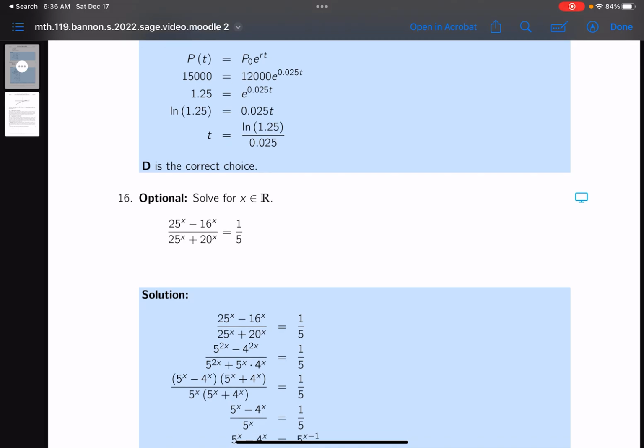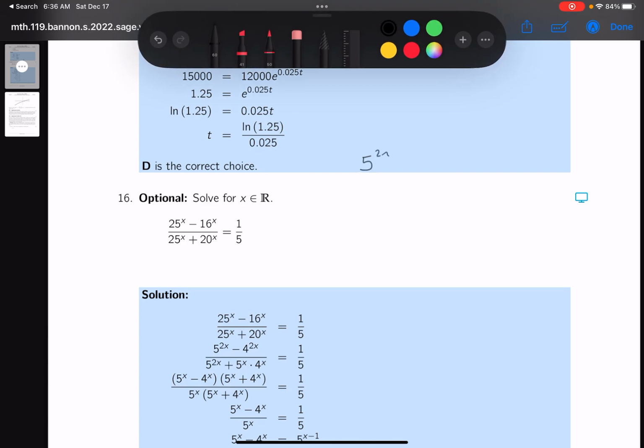So 25 is really 5 squared. So it's 5 to the 2x minus, well, let's see, I'm going to say 4 to the 2x. So I'm seeing a difference of perfect squares there. This is equal to 1/5, by the way.